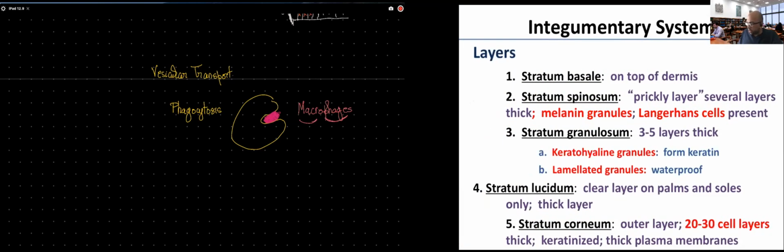A layer that only exists in thick parts of the skin, like the palms and soles only, is called the stratum lucidum, which is a clear layer. So the stratum lucidum only exists in the palms and soles. And this is the reason why we have thick skin in those parts of the body.